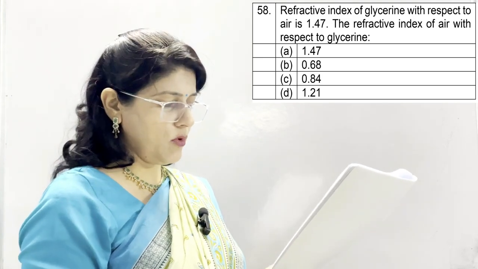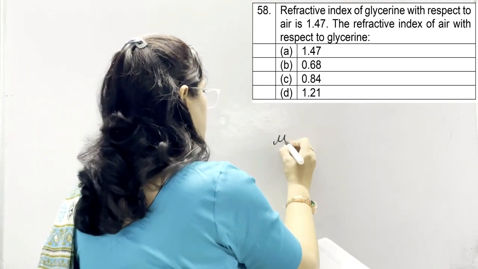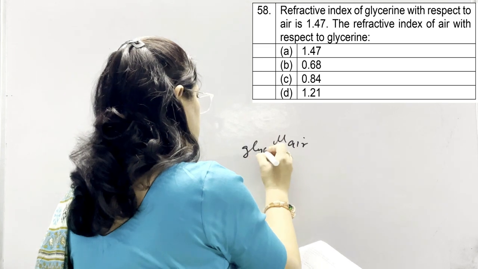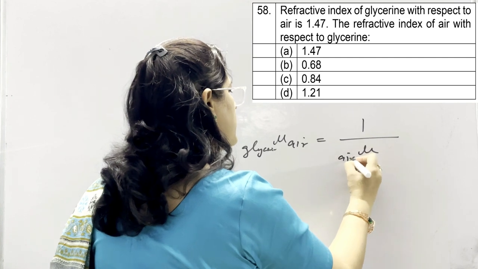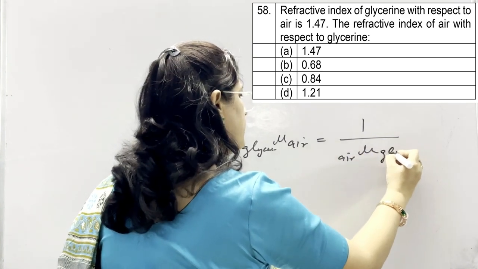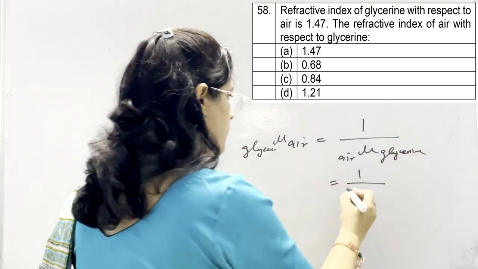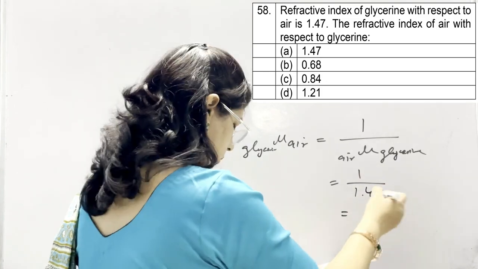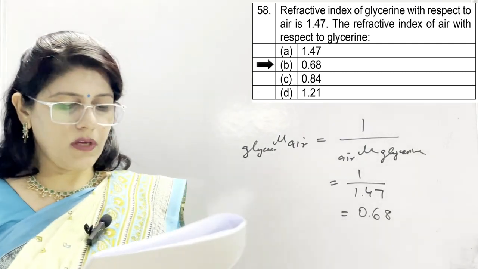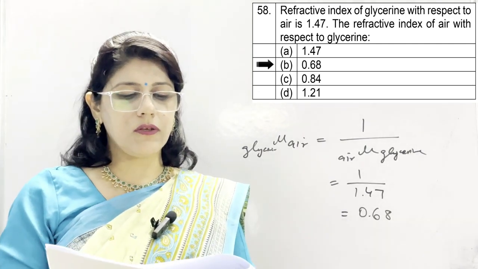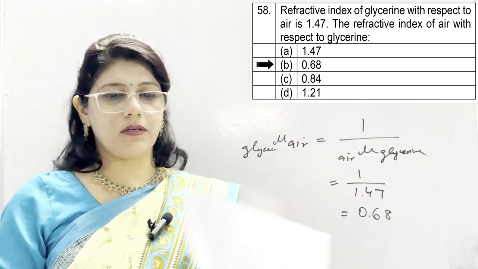In question number 58, refractive index of glycerine with respect to air is 1.47 and the refractive index of air with respect to glycerine we have to find. Options are given. So we know that refractive index of air with respect to glycerine is 1 upon mu. Here we need to reciprocate. So now take the reciprocal of the given value, which is 1.47. 1 upon 1.47, its value is 0.68. So options given are 1.47, 0.68, 0.84 and 1.21. And the correct option is B, which is 0.68.